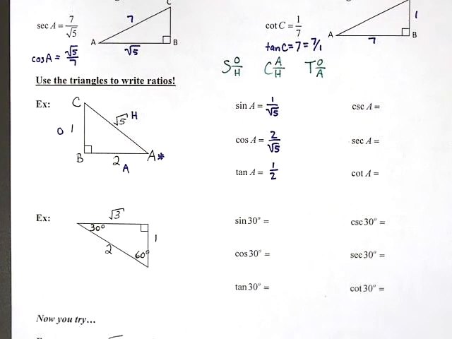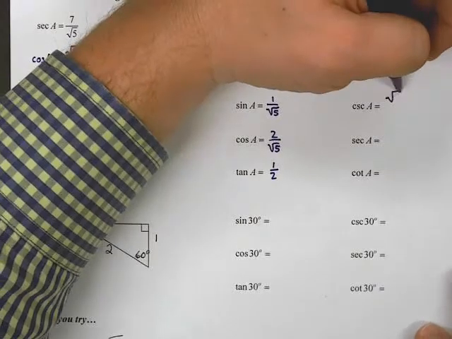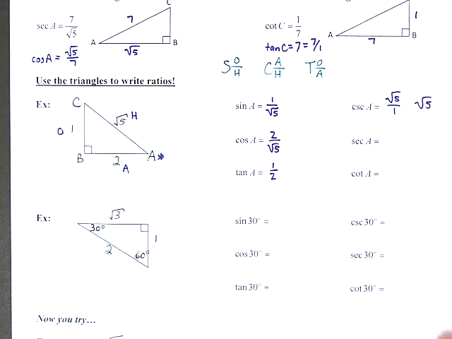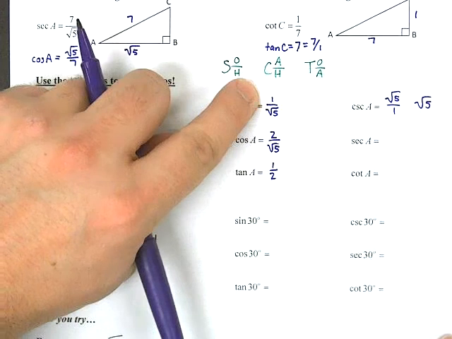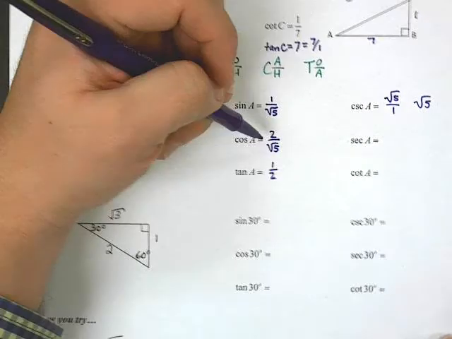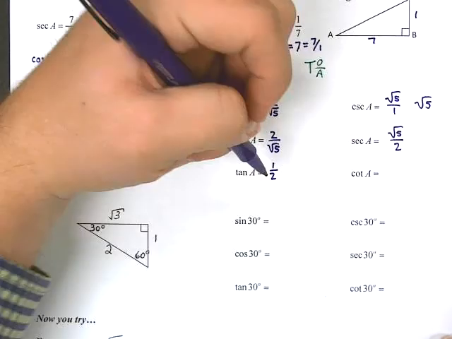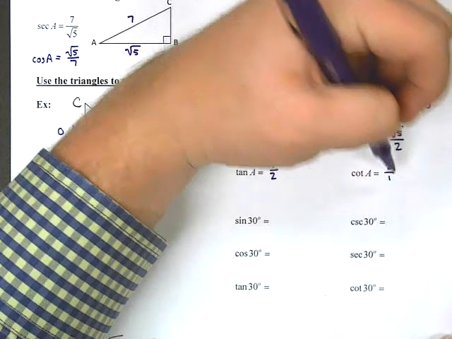And then once you have those three, the other three are pretty easy. In this case, you could put root 5 over 1, or you could put root 5, right, when you flip this. Beautiful. Let's see, root 5 over 2. And 2 over 1, or 2.